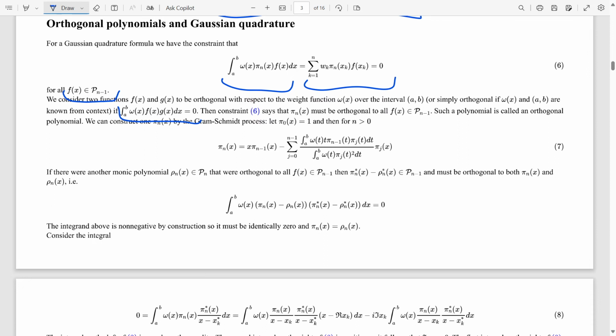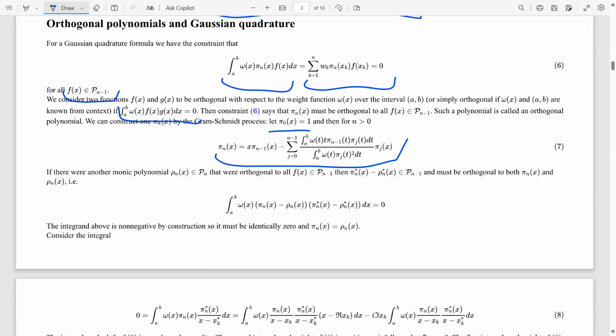Equation 6 says that pi n of x is orthogonal to all polynomials of lesser degree. Such a polynomial is called an orthogonal polynomial. Starting with pi naught of x equals 1, we can use this formula inductively to establish the existence of a pi n of x for each n greater than 0. That's how this formula would work, and that's called the Gram-Schmidt process.